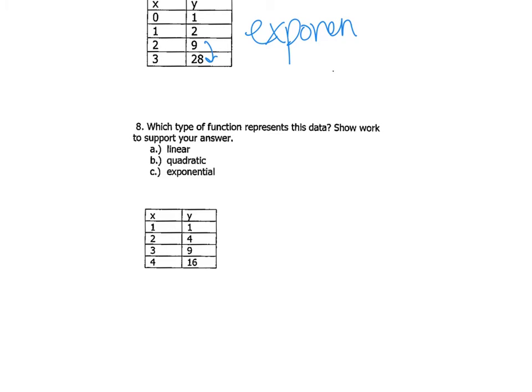On number 8, you just look at it and see what's happening here. How does 1 become a 1? How does 2 become a 4? How does 3 become a 9? How does 4 become a 16? Oh my gosh, I'm squaring everything. X is being squared. That's going to be B, quadratic.